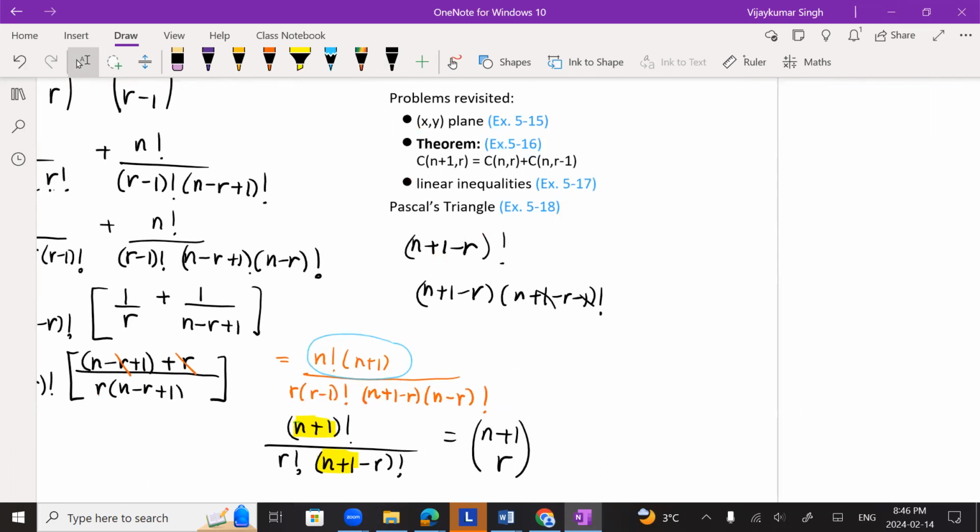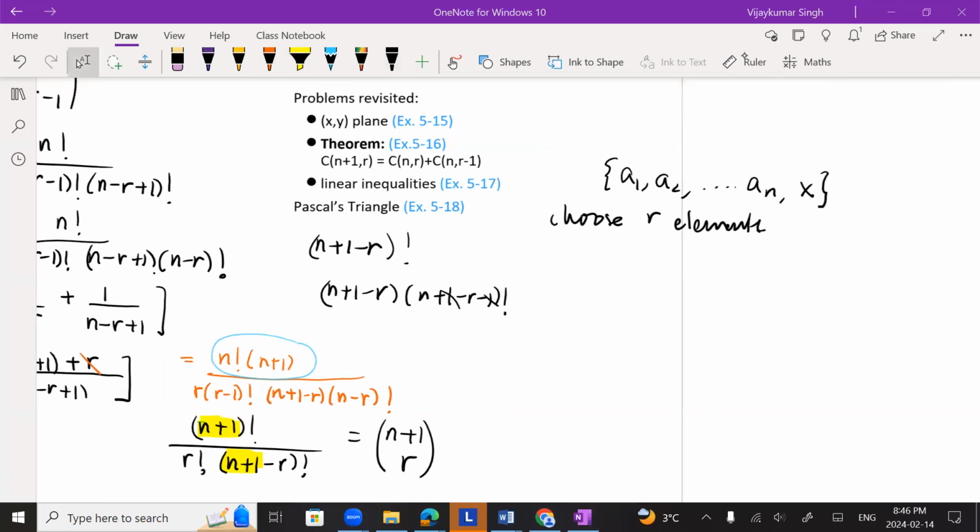All right. So now let's do the following. Let's take n plus 1 elements. So A1, A2, dot, dot, dot, An. And I'm going to call the n plus 1 element as X. You can call it A(n plus 1) as well if you want, but then you'll have to be careful. Okay. So now, out of this set, I'm going to choose r elements. How many ways can I do that? n plus 1 choose r. Do you agree? Out of n plus 1 elements, I'm choosing r elements. So it's going to be n plus 1 choose r.